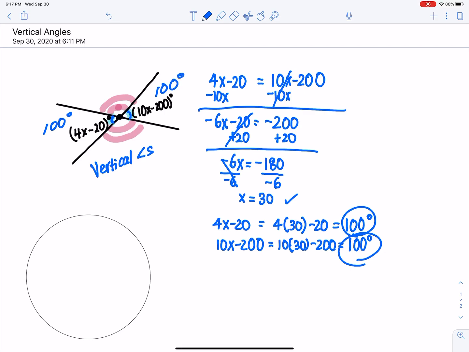Now, just a quick review on vocabulary words. What do we call an angle that is greater than 90 degrees? So an angle that is greater than 90 degrees is called an obtuse angle.